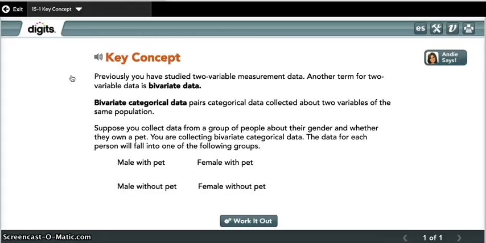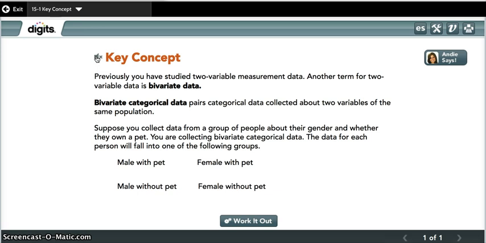Okay, let's jump into our key concept for today. Previously, you have studied two-variable measurement data. Another term for two-variable data is bivariate data. Bivariate categorical data pairs categorical data collected about two variables of the same population.